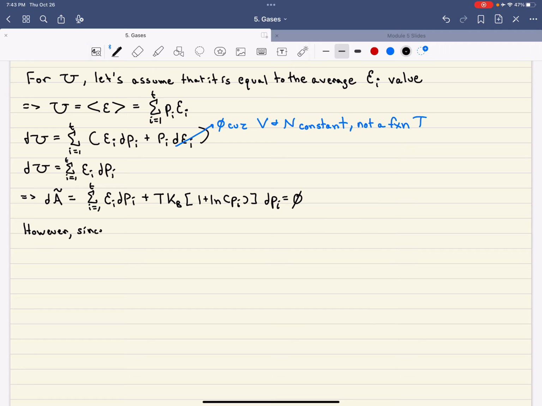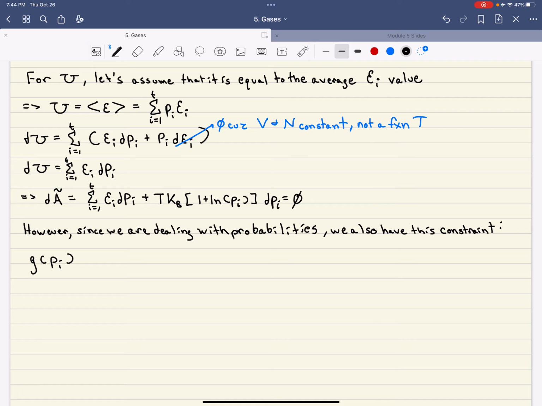So since we are dealing with probabilities, what we know is that we actually have a constraint we need to obey. Specifically, we know that the sum of the probabilities has to be equal to 1. So we have this constraint, and our constraint is that I'll call a function g, which is going to be a function of the probabilities. Our constraint is that the sum of the probabilities is equal to 1.